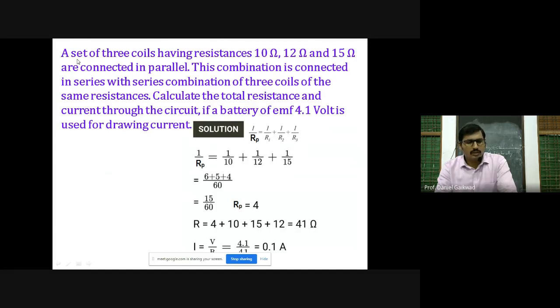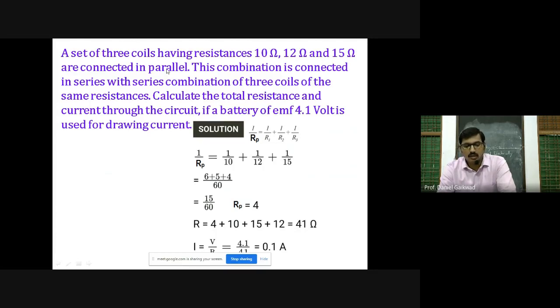What we have given: a set of 3 coils having resistance 10 ohm, 12 ohm and 15 ohm are connected in parallel. This combination is connected in series with series combination of 3 coils of same resistance. So the understanding is very important in this problem. Check carefully what we have given. A set of 3 coils, in which first is 10 ohm, second 12 and third 15.